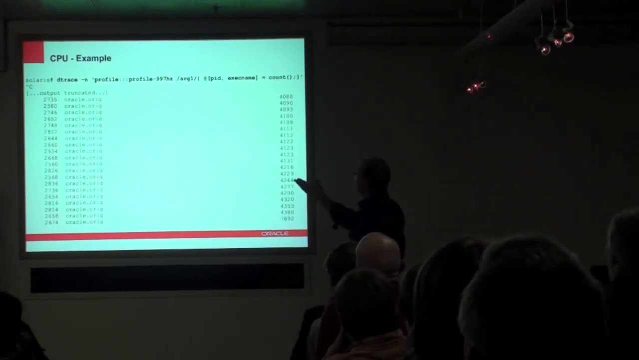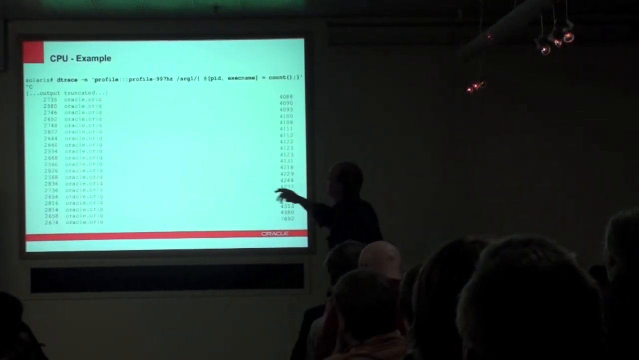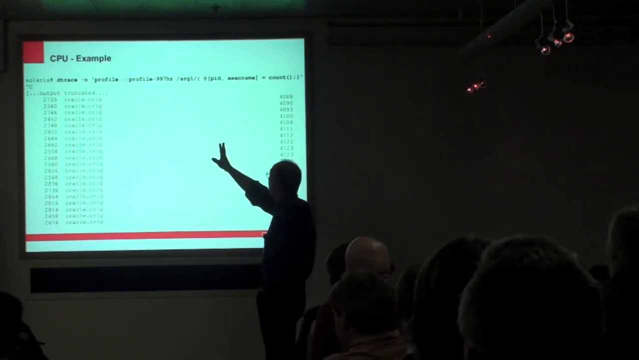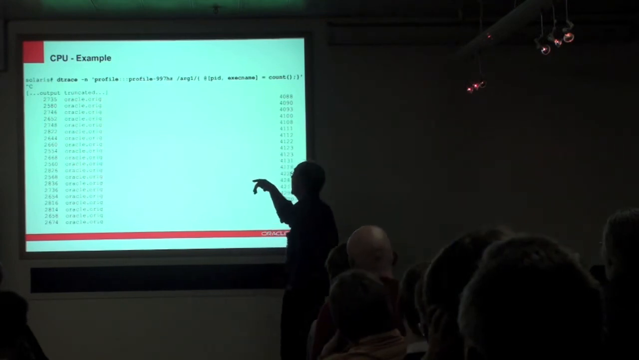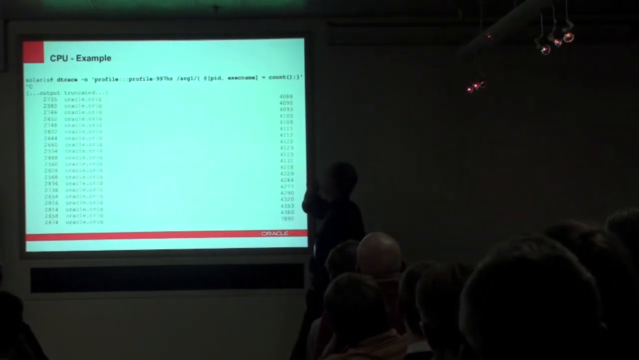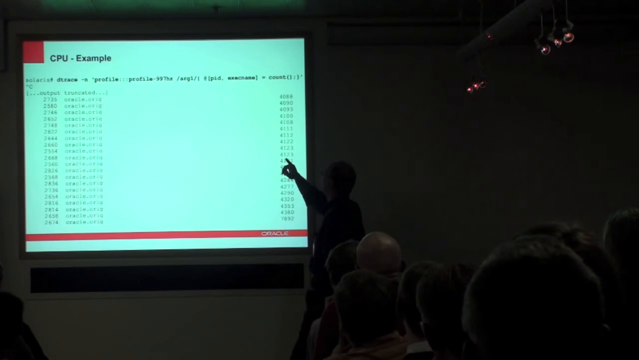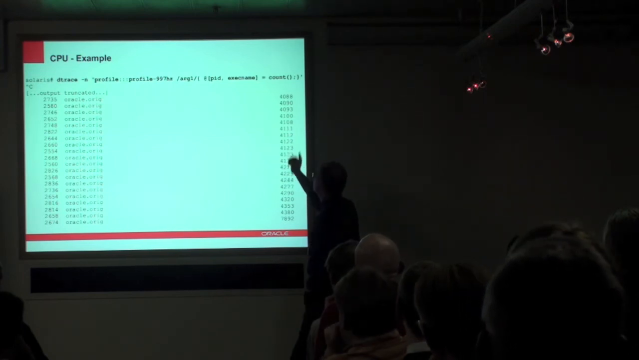All right, so here's an example of using the profile provider. In this case, you see I used the full probe specifier name. In the previous examples, I didn't. And I'm saying, 997 times a second, if I'm in user land, give me the PID and exec name.